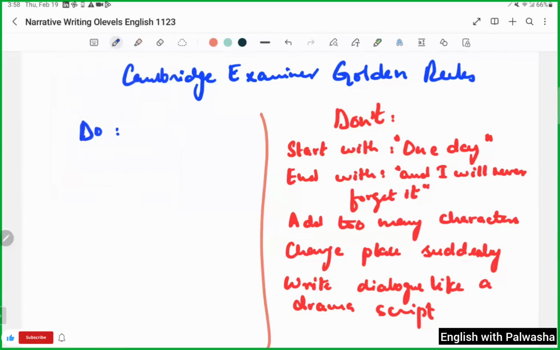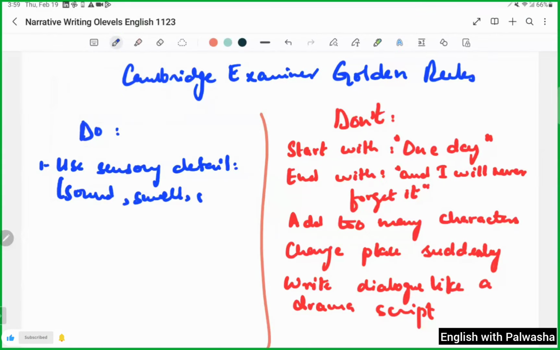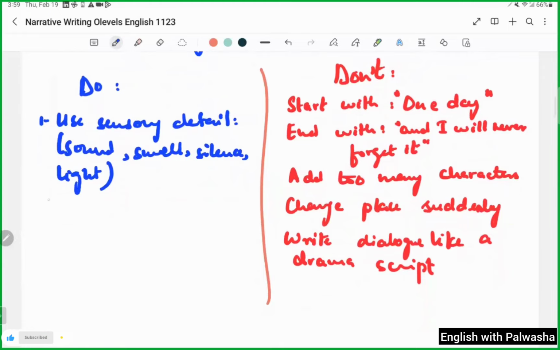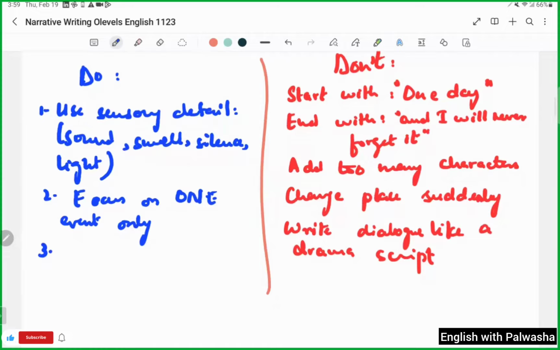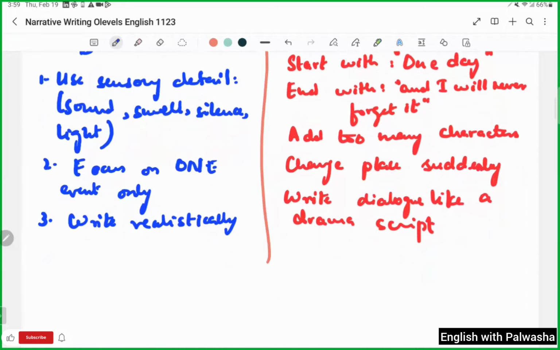But now let's discuss the do's, which you already know. The first thing is to use sensory detail. And you all know in the narrative it's like sound, smell, silence, touch, light, feel, whatever. You have to add the sensory detail. Then focus on one event only. Please write realistically. There should be a real effect added into it. You have to use the past tense because it's a story. Something which is gone, it has already happened to you. They will probably give you prompts in the past tense, so you have to follow that.